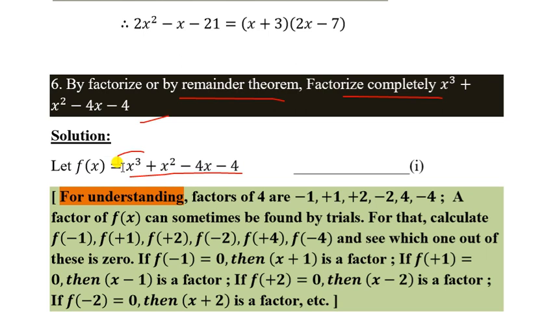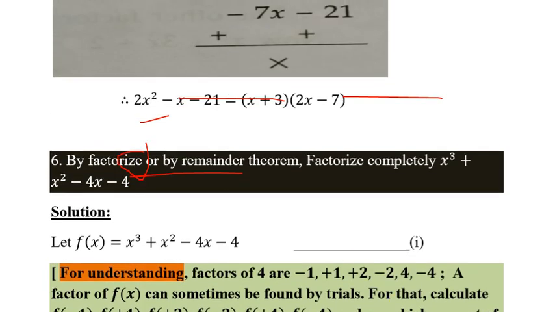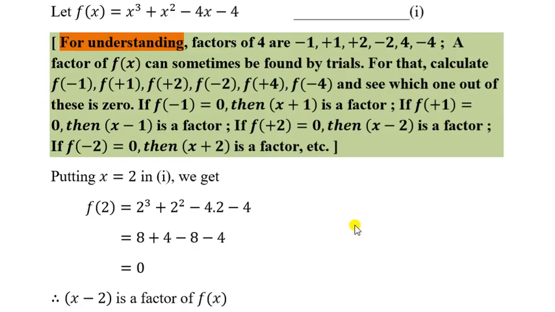So what is the degree? Degree 3. That means 3 factors will come. For better understanding, here the constant term is minus 4. So we have to find all kinds of factors of minus 4. A factor of minus 4 can be minus 1, because minus 4 is divisible by minus 1. Plus 1, plus 2, minus 2, 4, or minus 4. That means 4 is divisible by 1, 2 and 4, and for this kind of question you have to take plus minus 1, plus minus 2 and plus minus 4.